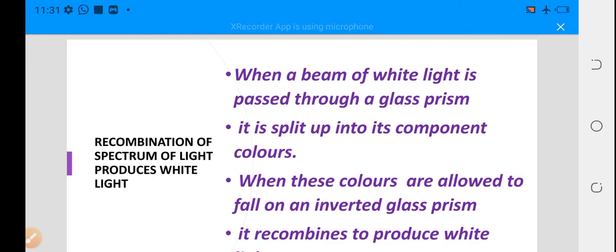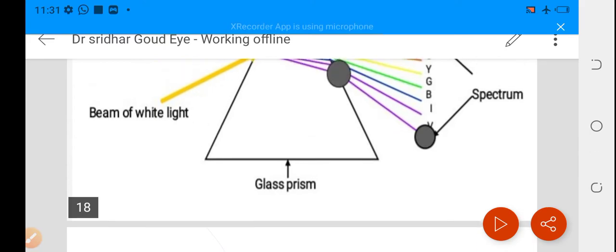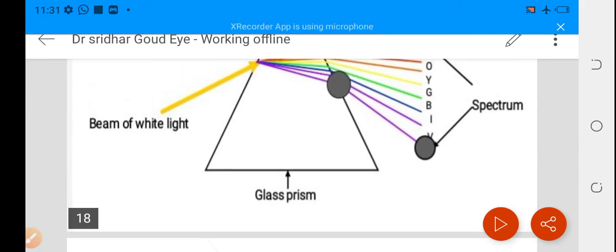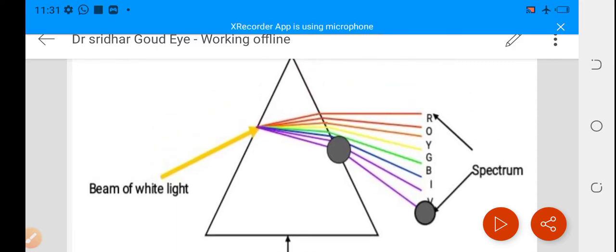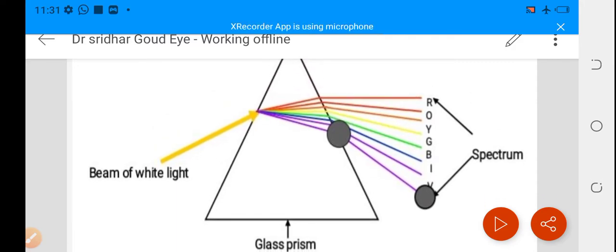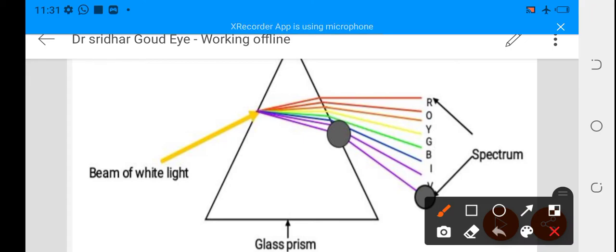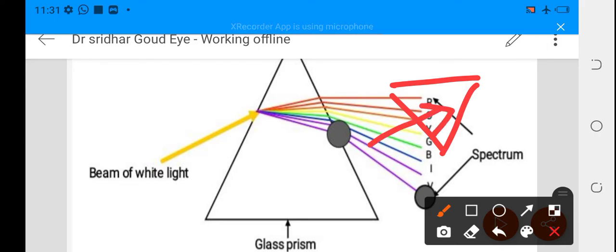About the recombination of the spectrum of light to produce white light. Here, when the white light passes through a prism, the white light splits into seven colors. Again, if you put one more prism here, what will happen? These colors again enter this prism, and then the multicolors of light emerge again as a single color of white. This is about the recombination of the spectrum.